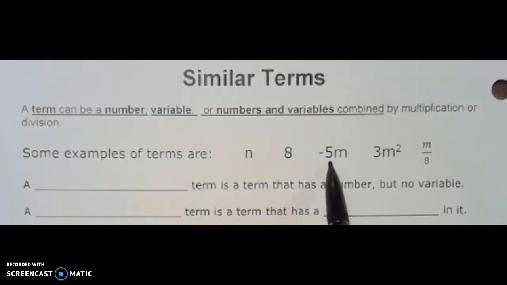This is negative 5m, negative 5 times m. This is 3m to the second power. 3 is multiplying m squared. And then in this example, m divided by 8. Okay, so these are examples of terms.